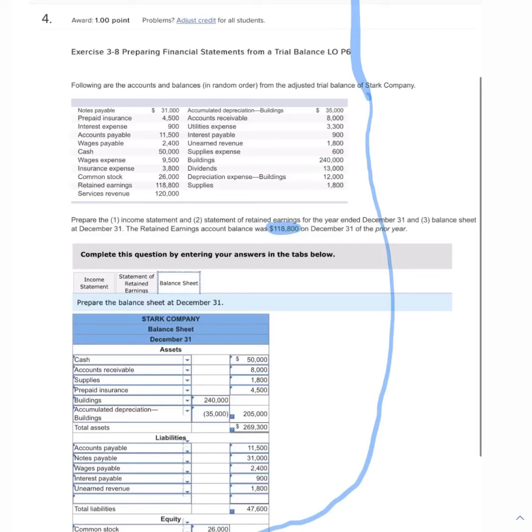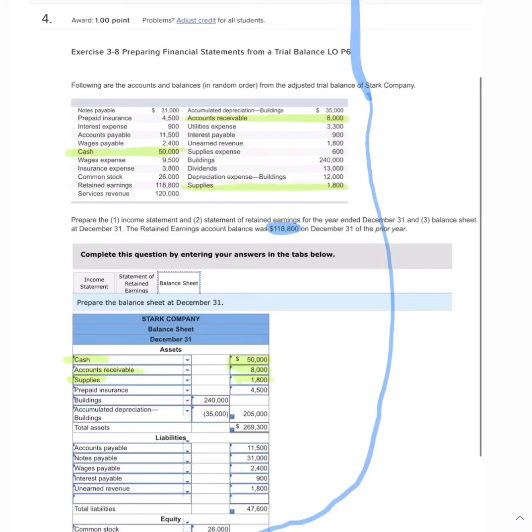So for my assets, I'm going to go back to my green. The very first one that we see is cash for $50,000, and sure enough, there's my cash account. Then we have accounts receivable for $8,000. So now I just need to find over here accounts receivable, $8,000. Supplies, $1,800. So now I need to find my supplies account for $1,800, and there it is right there.